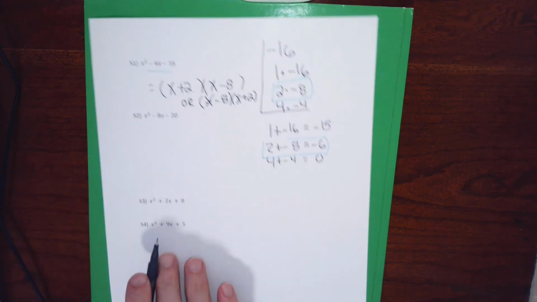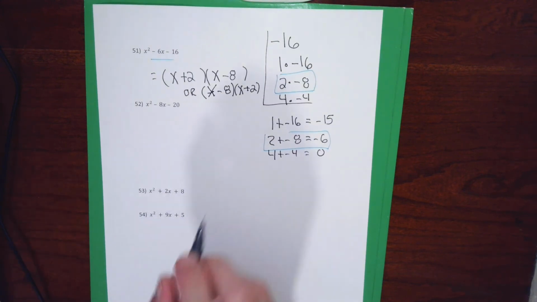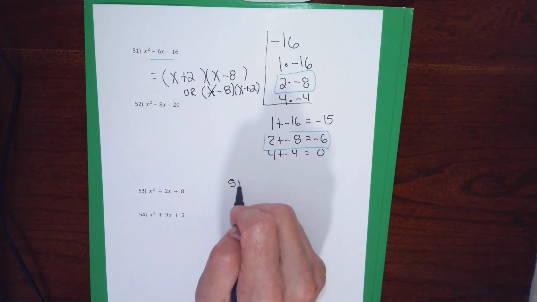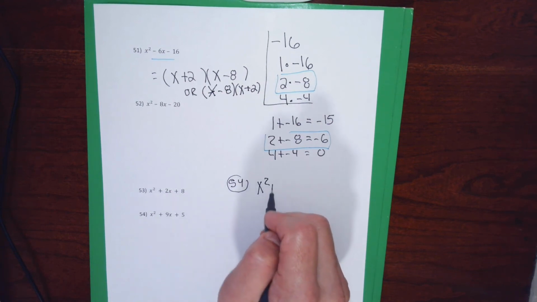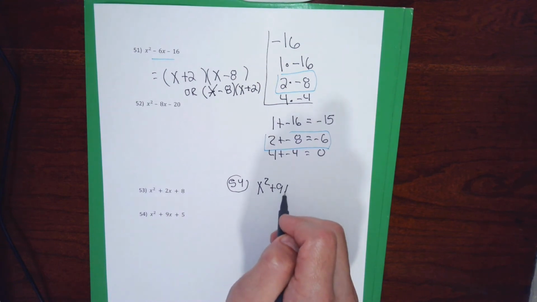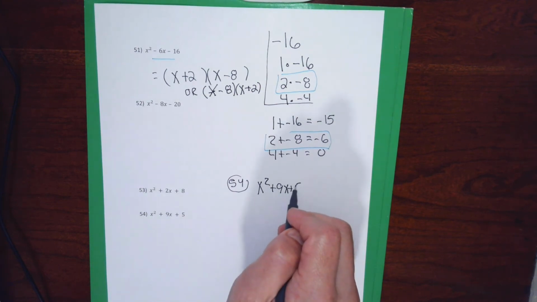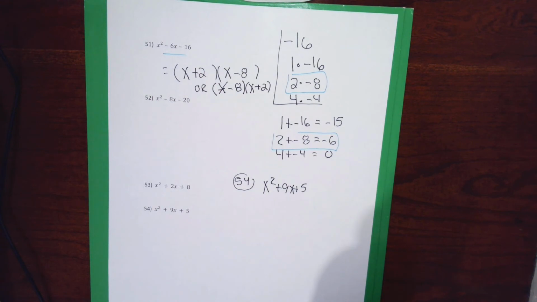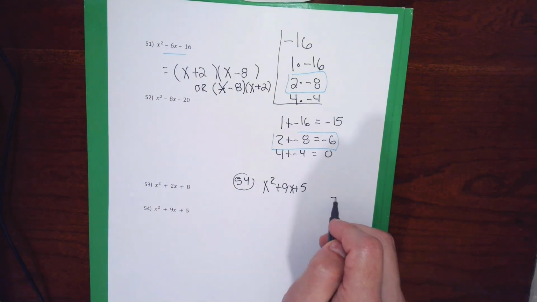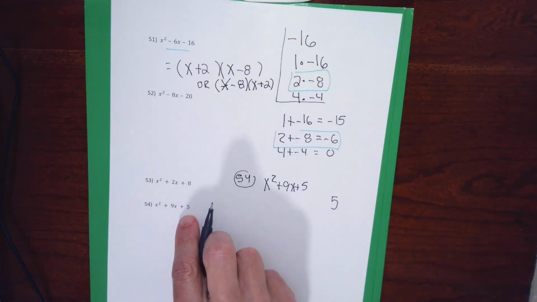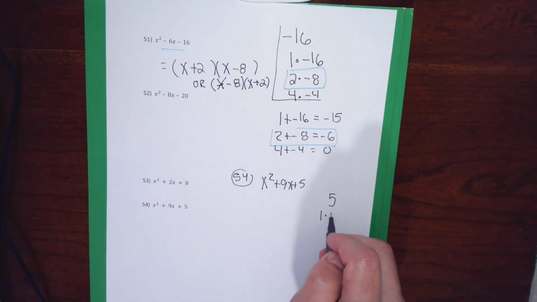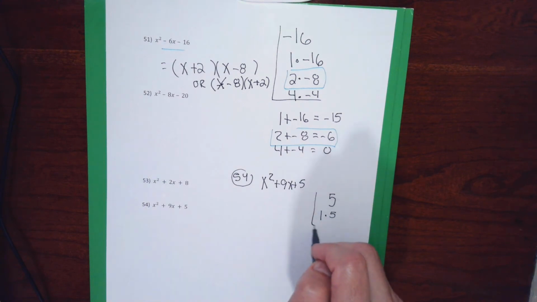Let me do 54 that's on this sheet. So 54, trying to factor x squared plus 9x plus 5. It's plus and plus, so my signs have to be plus and plus. There's no need to sneak in a minus. So I'm going to write the factors of 5 that are double plus. That's 1 and 5. Done with my first step.